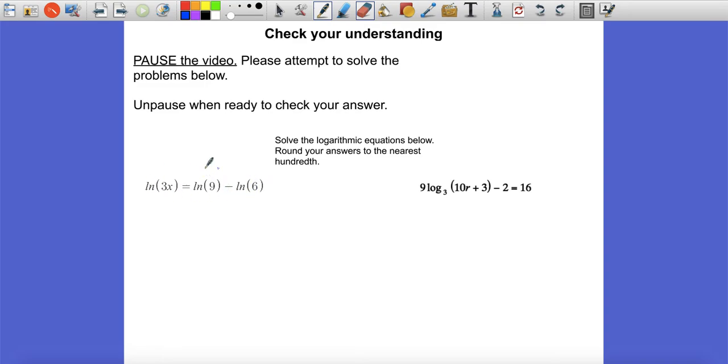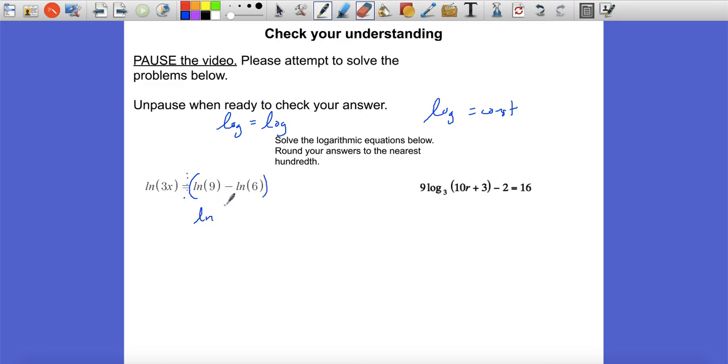So here we go. Again, we're deciding, is it log equals log, where there are logs on both sides of the equation, or is it log equals a constant? Here's our equal sign, and we've got logs on both sides. So we know it's going to be log equals log, but I've got multiple logs here, so I have to start by condensing this. You've got to condense natural log 9 minus natural log 6.